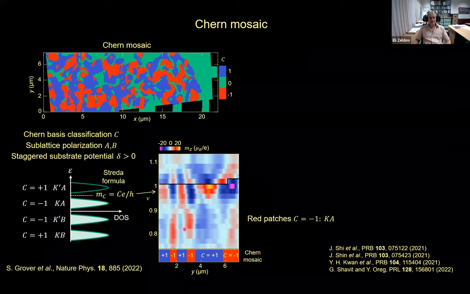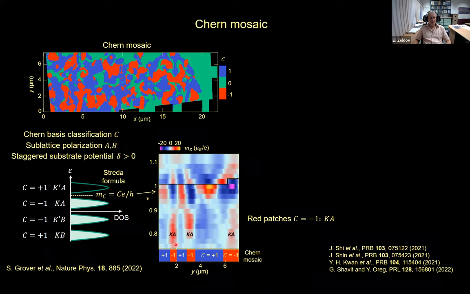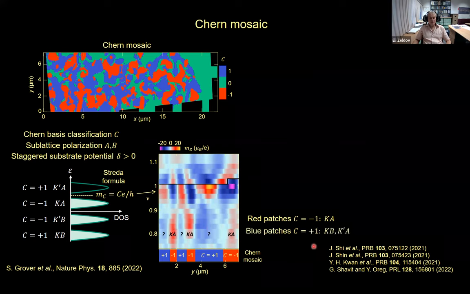So now we understand these red patches as having a Chern number of minus one, and we denote them as Ka. And we want to understand what these blue patches are. We know that they must have a Chern number of plus one, but there are two possibilities for that. Either we flip the sublattice polarization, or we flip the valley K to K prime. So let's start from this option, K prime a.